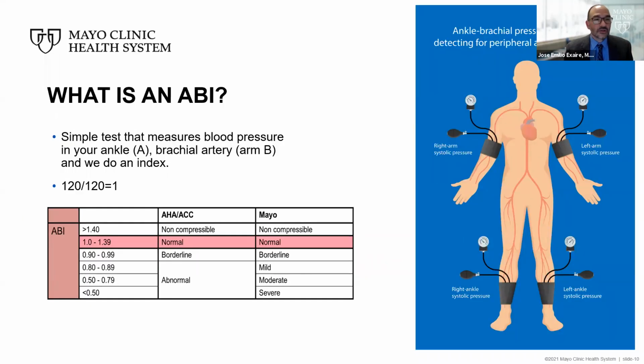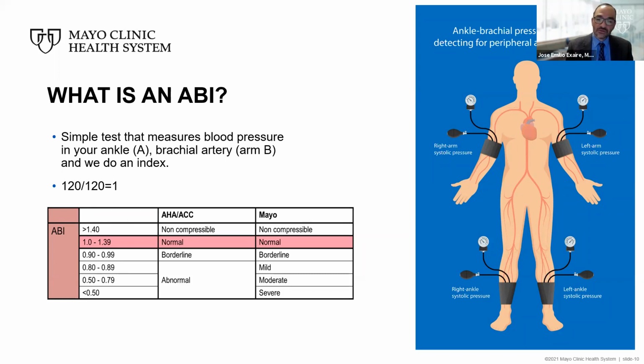All right, so let's talk a little bit about this mysterious ABI. The A actually stands for ankle, B for brachial artery, which is the arm, and I is just an index. So we just make a simple division. Typically, if you go to the doctor and they take your blood pressure and tell you, oh, it's 120, that's the number we're looking for. Let's say you have 120 on the right arm and 120 on the left arm. So we pick the highest of the two.